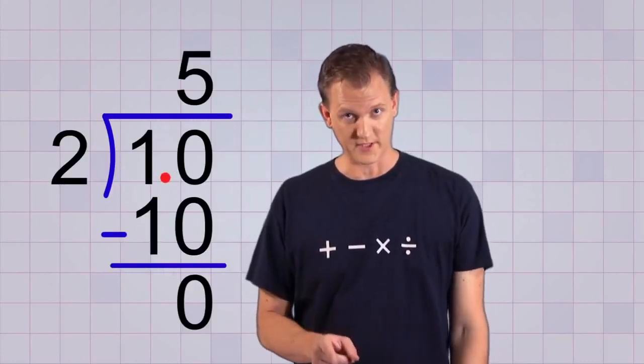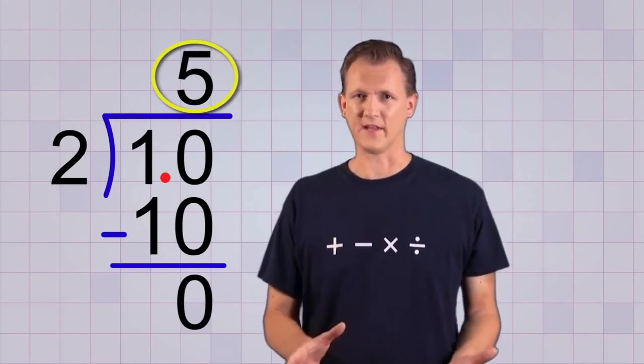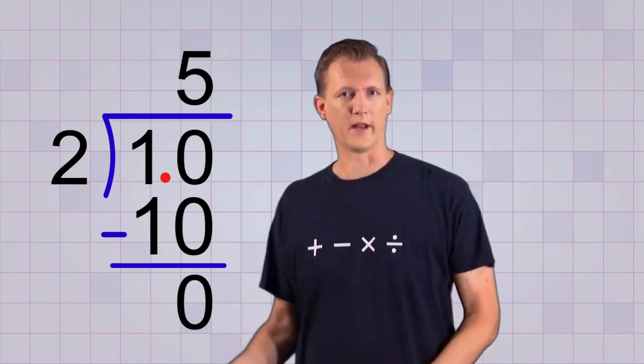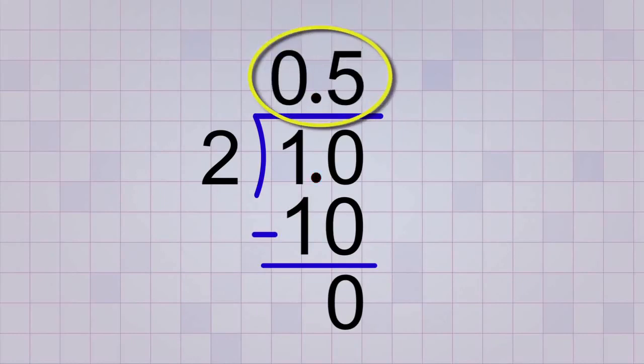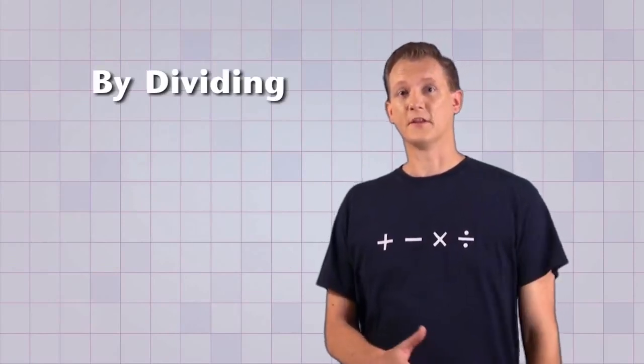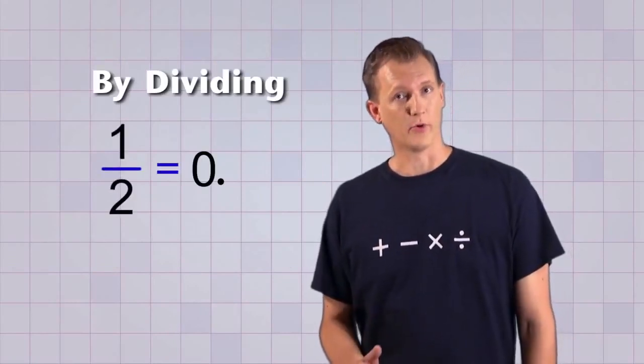We've got that decimal point to deal with. And we know that 5 can't be the answer because 5 is bigger than 1/2. We just need to include the decimal point in our answer for it to be correct. We put it directly above the decimal point in our problem. There. Now our answer is .5, or 0.5, which is the more proper way to write it. So by dividing, we figured out that the decimal value of 1/2 is 0.5.